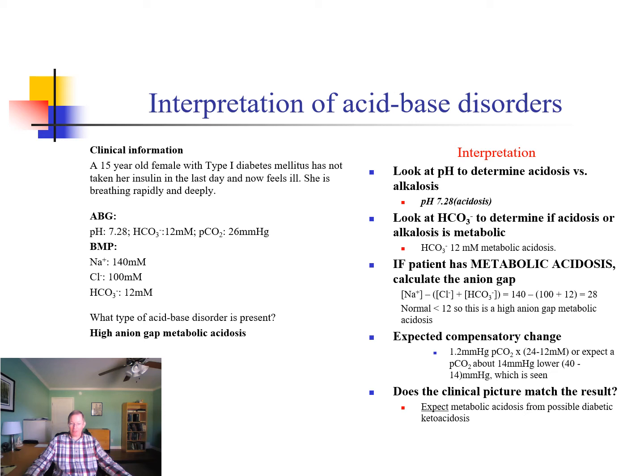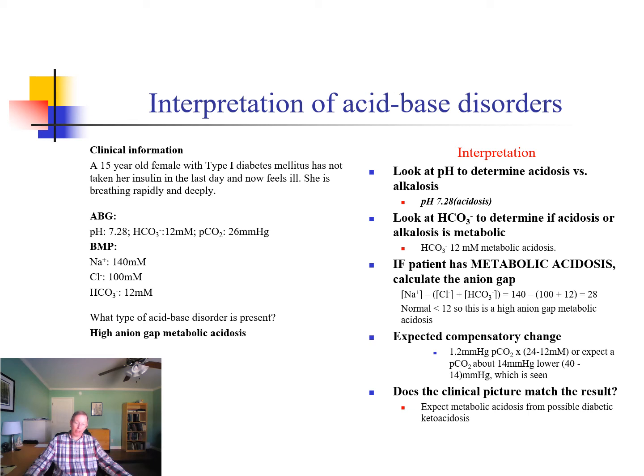So in this case, I take and subtract from 140 the sum of 100 plus 12. And that gives me an anion gap of 28, which is high because it's greater than 12. So this is a high anion gap metabolic acidosis.